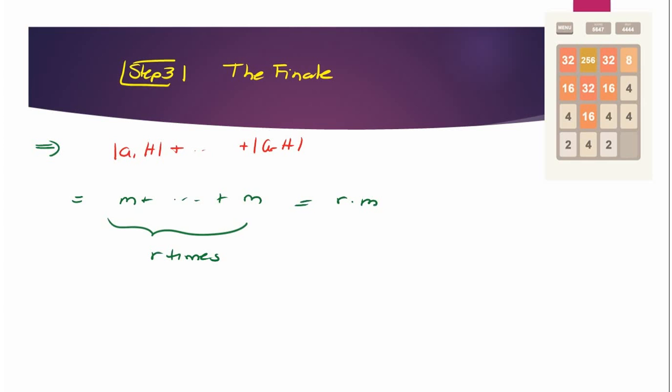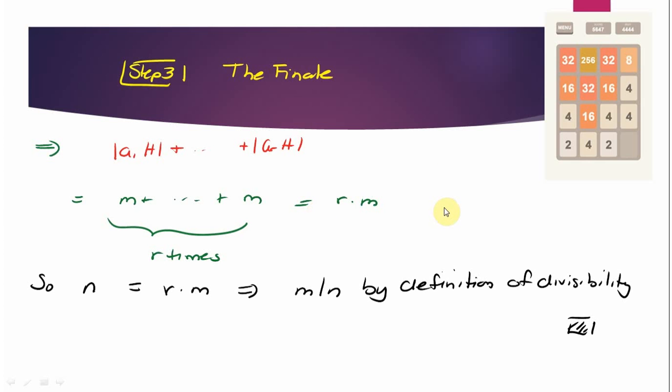And there are r of them, so the order of G is equal to m added up r times. Each one of the cosets has m elements in it, and there are r of these cosets, so I add m r times and get the order of G. So n is equal to r times m, and that's what we define to mean divisibility. m divides n by definition of divisibility.